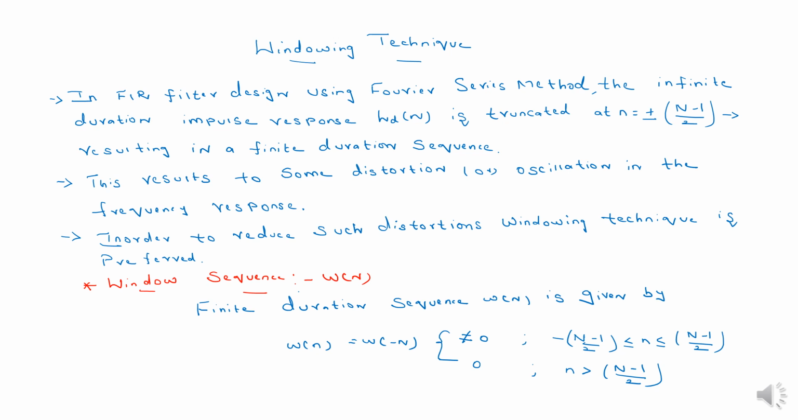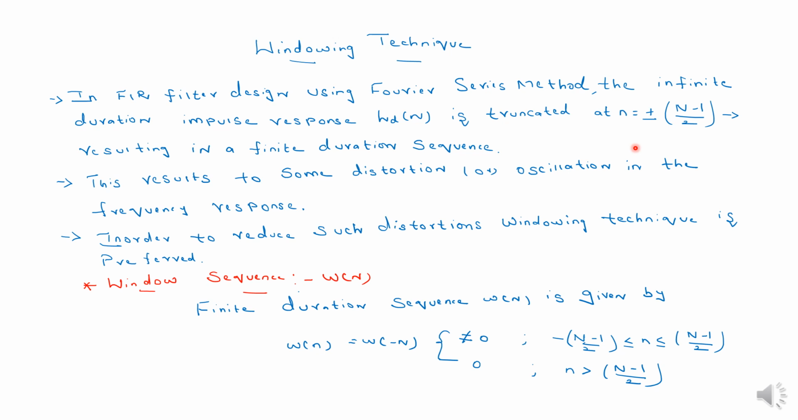Welcome to our next lecture series on windowing technique. In the Fourier series method, the infinite duration impulse response, represented by h suffix d of n, is truncated at n less than or equal to (N minus 1) by 2. This abrupt truncation of n from an infinite value to a finite value of (N minus 1) by 2 results in a finite duration sequence. So we are able to obtain a finite duration sequence from an infinite duration sequence.